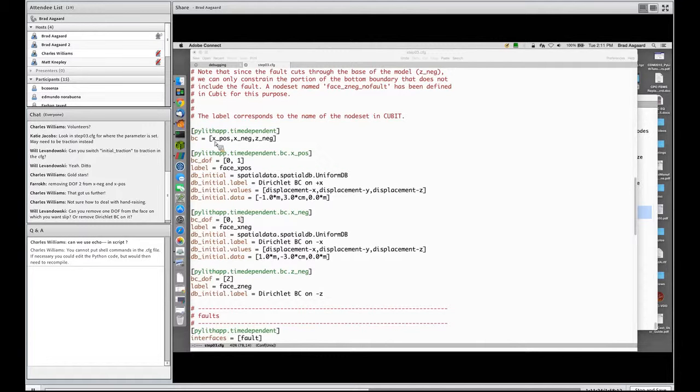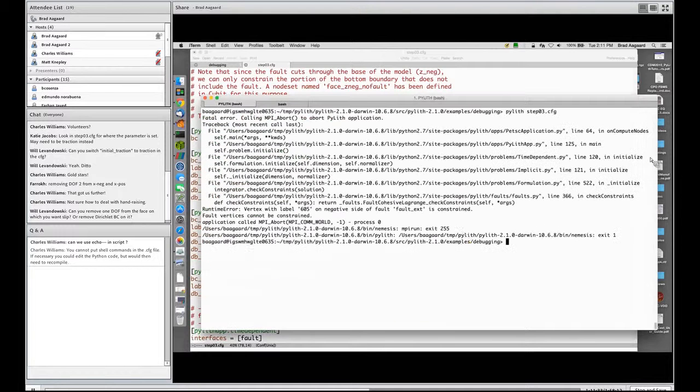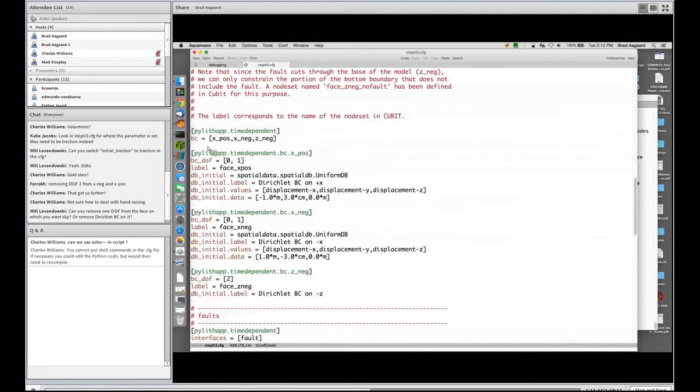Remove 1 degree of freedom from the face on one slip, or remove the Dirichlet boundary condition. So let's see, what was our error message again? On the negative side of the fault, we have a fault vertex constrained. So I'll just let you know that the fault is parallel to the x face. So it's intersecting at the bottom of our domain. So we have a degree of freedom there.